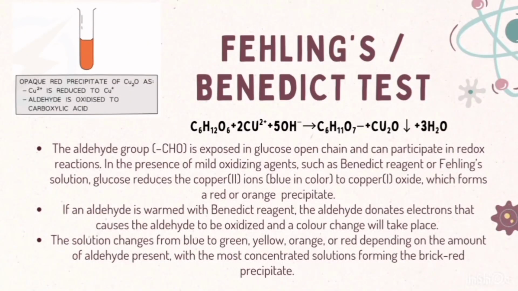So the Fehling's or Benedict test for aldehyde group is different from ketone. The aldehyde group is exposed in glucose open chain and can participate in redox reactions. In the presence of mild oxidizing agents such as Benedict reagent or Fehling solution, glucose reduces the copper 2 ions to copper 1 oxide, which forms a red or orange precipitate. When an aldehyde is warmed with Benedict reagent, the aldehyde donates electrons that causes the aldehyde to be oxidized and a color change will take place. The solution changes from blue to green to yellow to orange or red depending on the amount of aldehyde present, with the most concentrated solution forming the brick red precipitate.